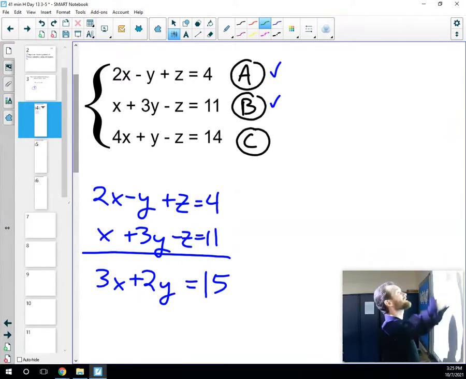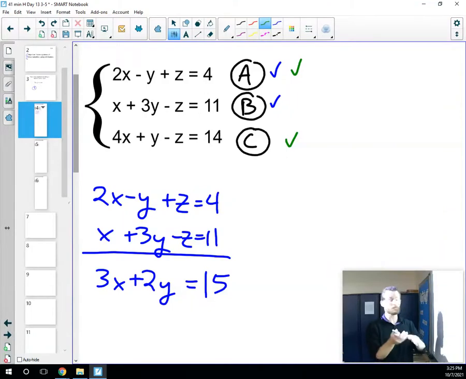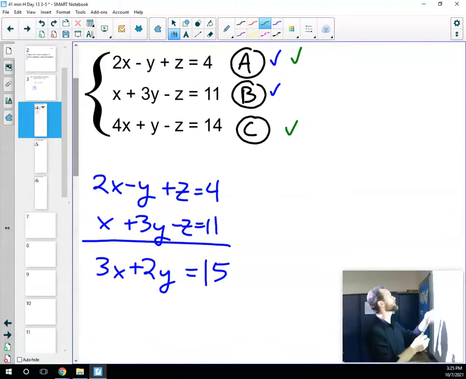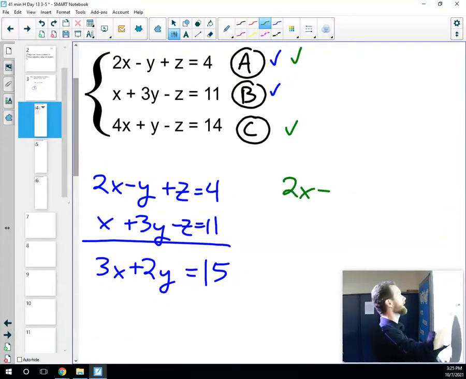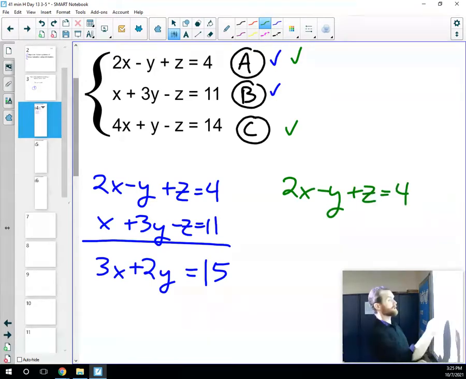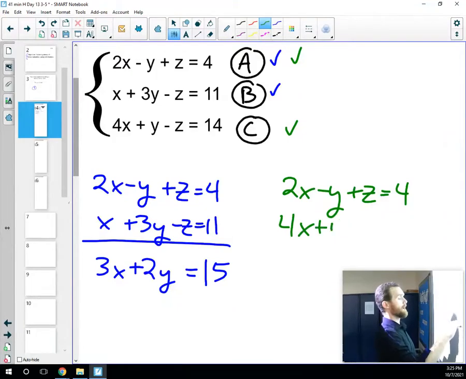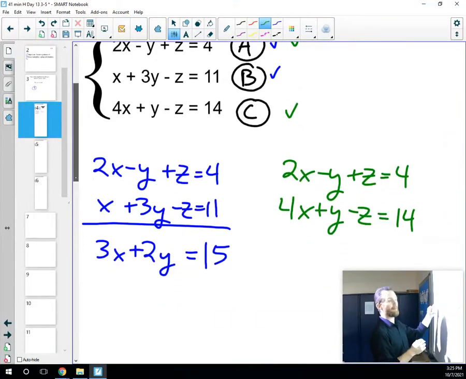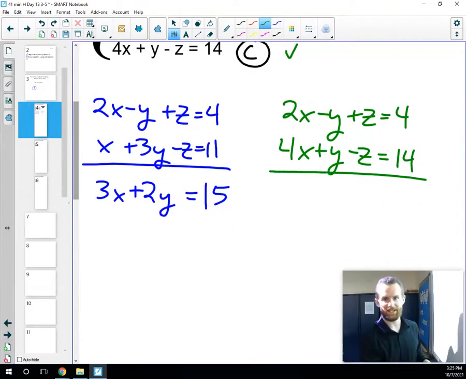And I see A and C. If we combine A and C, then the z's will cancel out. So let's copy them down here. A is 2x minus y plus z equals 4. And C is 4x plus y minus z equals 14. And we see our opposite coefficients in the z's. We're ready to cancel out.